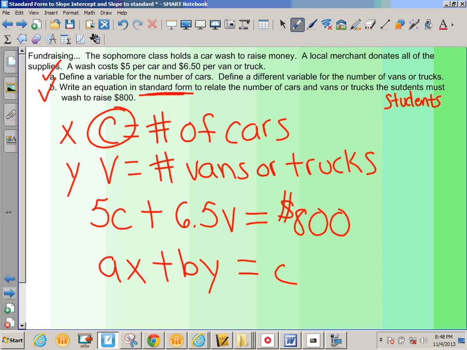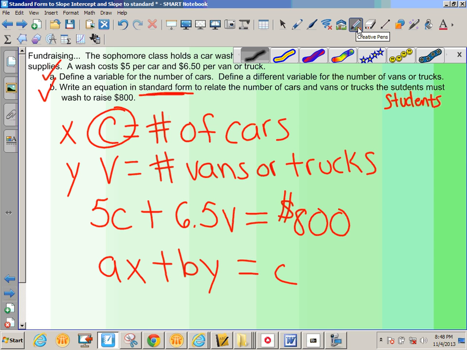So I hope you enjoyed this lesson on learning to change equations from standard form to slope-intercept and from slope-intercept back to standard form.